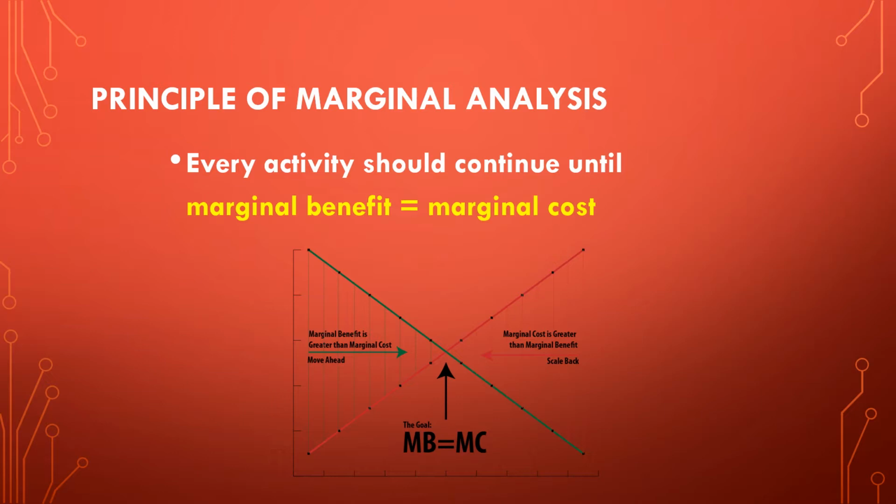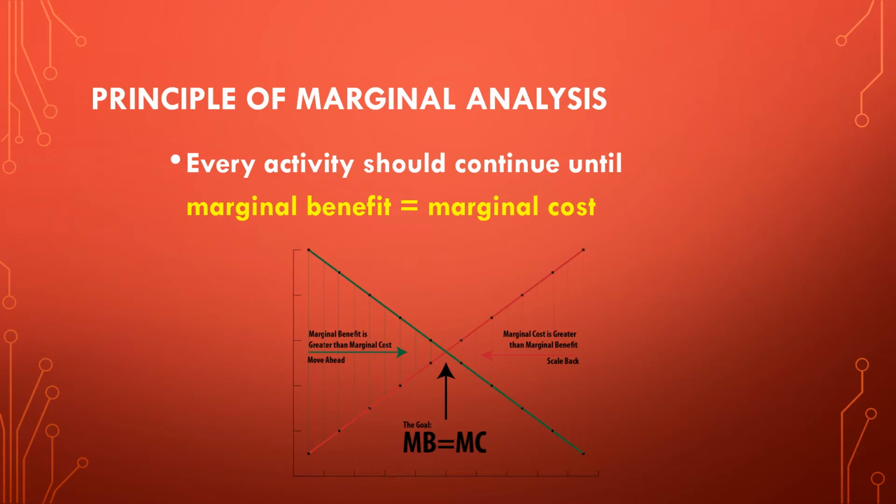every activity should continue until the marginal benefit of that activity is equal to the marginal cost of continuing it. So we have our supply and demand model. We know that the supply curve is representing a marginal cost, the additional cost from doing one more unit of this activity. The marginal benefit is represented by the demand curve, downward sloping, the marginal benefit we receive from enjoying one more unit of this.